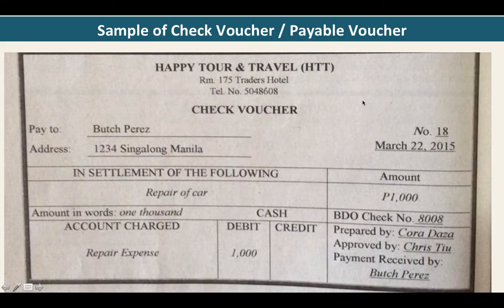And let's have a sample of payable voucher. This is a very simple payable voucher. Nandito yung name of the company, then the name of the form, which is check voucher, kung sino yung babayaran, anong address, meron ditong number, may date, and ano yung transaction na babayaran. Okay, in this case, it's a repair of car, the amount, and this is yung process. Sino nag-prepare, sino nag-approve, okay, and the account to be charged. Okay, so ito yung mga simpleng information na nakalagay sa check voucher or payable voucher. Okay, so let's move on.